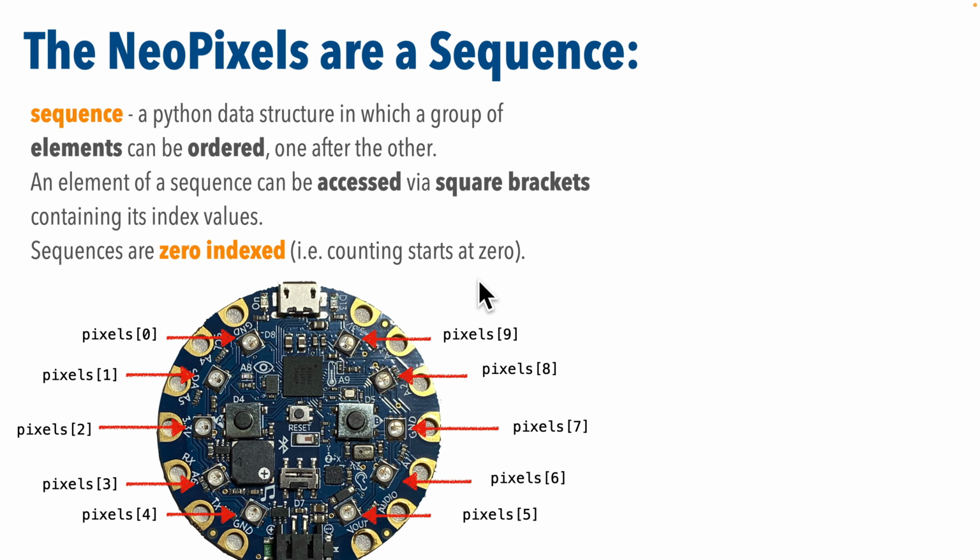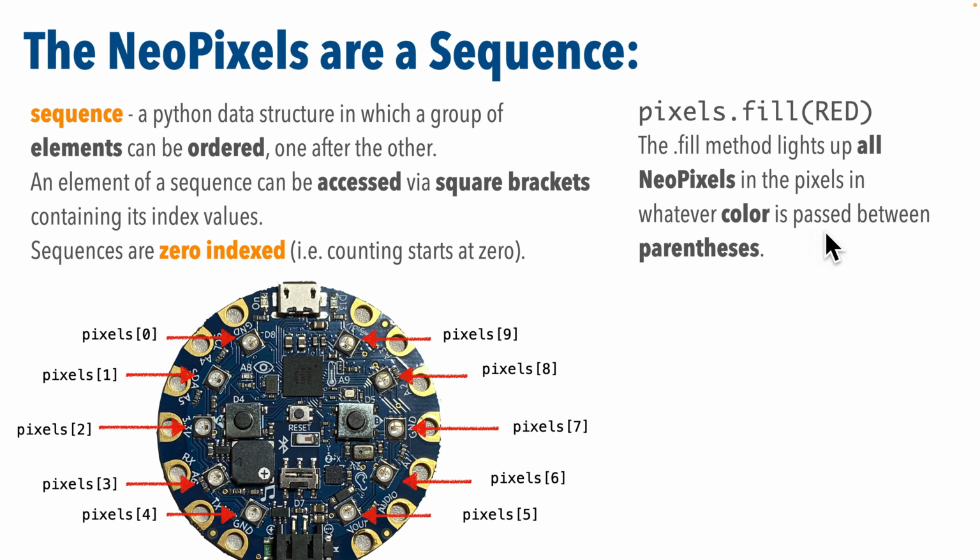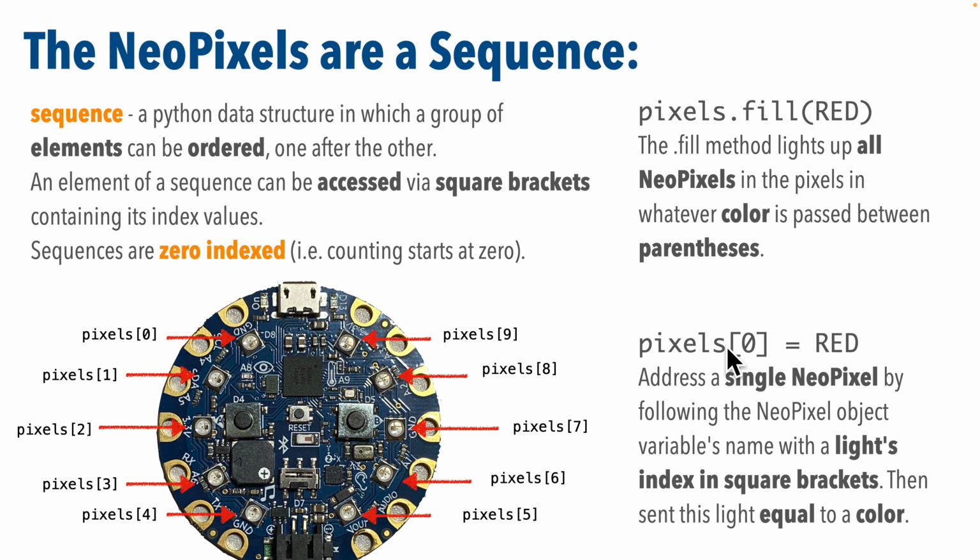Also, it's worth noting that we light up NeoPixels differently, whether we want to light them up all at once or one at a time. To light up all NeoPixels at once, we use the fill function, passing in a color between the parentheses. But to light up a single NeoPixel, follow the NeoPixel variable name with square brackets containing the index of the single light that you want to turn on, then set that equal to a color.